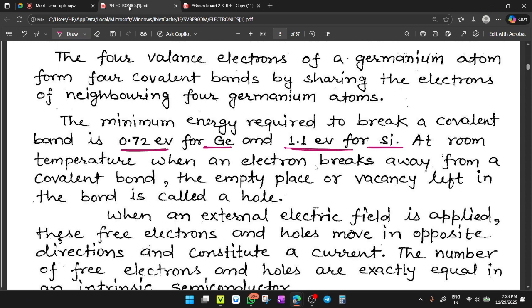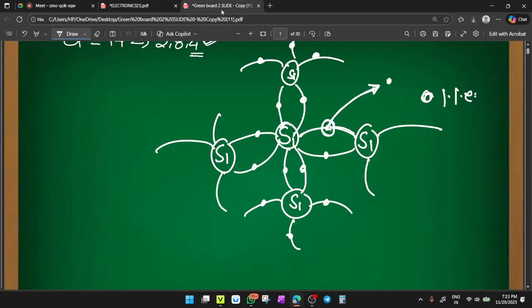At room temperature, when an electron breaks away from a covalent bond, the empty place or vacancy left in the bond is called a hole. Once this electron gets out from this place, a vacancy will be there, a vacant place. That vacant place is called a hole. Now, the electron is negatively charged, so this empty place behaves like a positive charge. Clear?